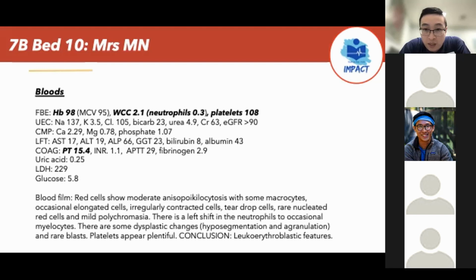There's also a left shift in the neutrophils to occasional myelocytes, and there are some dysplastic changes, so hypopigmentation and agranulation, and rare blasts. So the conclusion was leukoerythroblastic features. Now, a couple of big words here. Does anyone know what anisopoikilocytosis means?